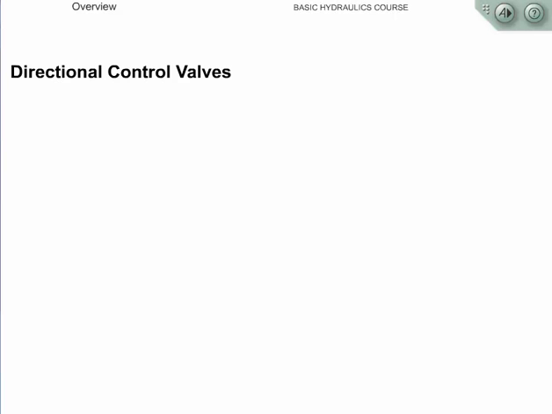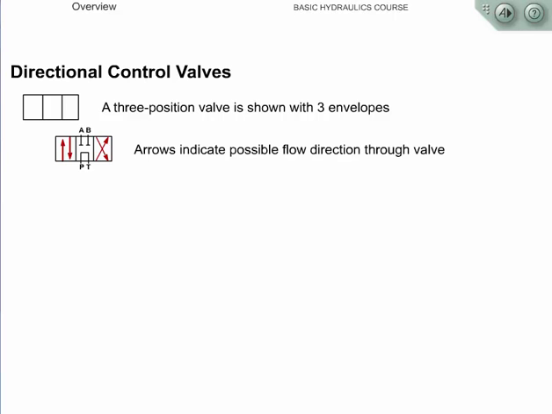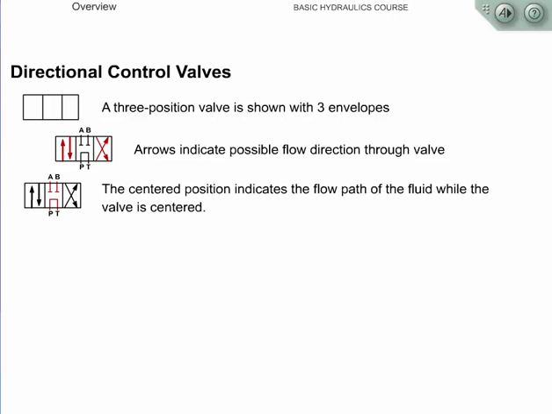Directional control valves. The symbol for a directional control valve has multiple envelopes showing the number of positions the valve may have. A 3-position directional control valve is shown with 3 envelopes. Arrows in each envelope indicate the possible direction of flow while the valve is in that position. The center position in a 3-position directional control valve is designed according to the type of circuit or application. This centered position indicates the flow path of the fluid while the valve is centered. While there are many types of center configurations, the 4 most common are tandem, closed, float, and open.